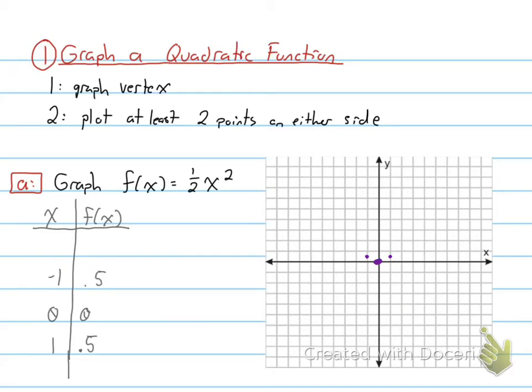If I want to go one more to the right, I'll go for 2. 1/2 times 2 squared will give me 2, so I'll plot that. And then for -2, if I plugged it in, will give me the same thing. Now I have 5 coordinates plotted. I can connect my dots, and that'll be my graph.